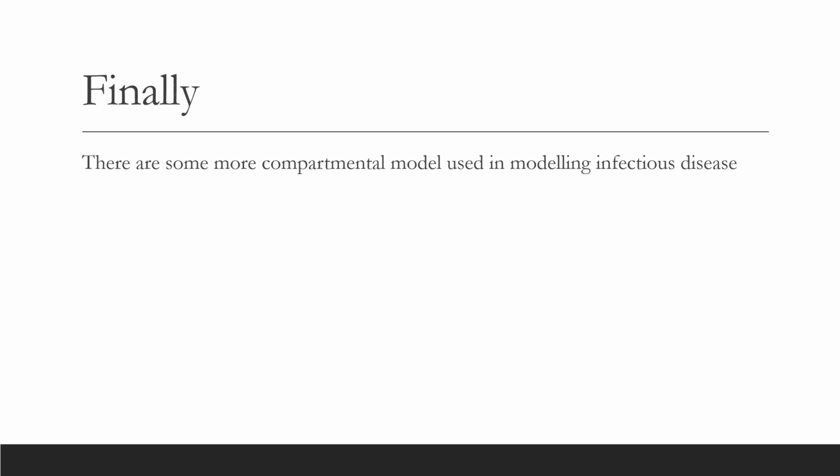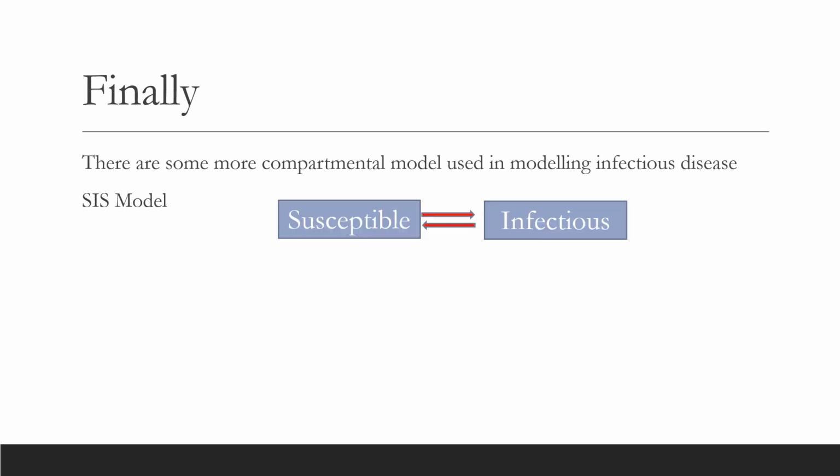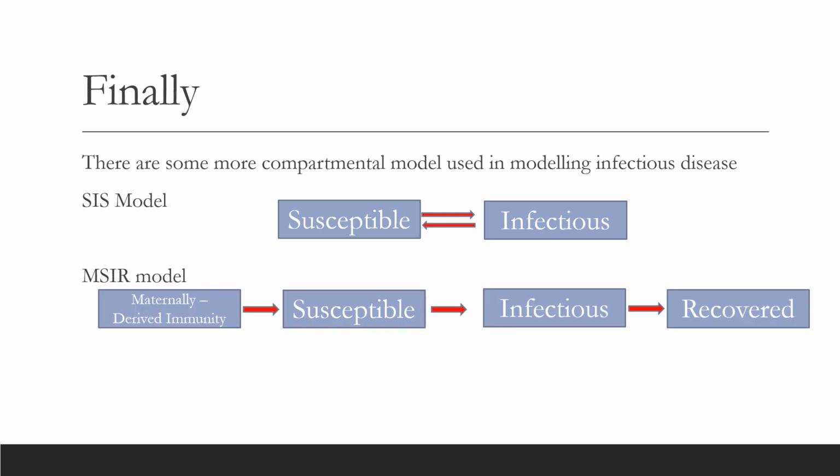Apart from the SIR model, there are some more compartment models, some of which are the SIS model. Some infections such as common cold do not provide us long-lasting immunity after recovery, and hence the infected people become susceptible again. Then the MSIR model, where the babies are born and are in the susceptible compartment but are protected by passive immunity provided by maternal antibodies passed through placenta and colostrum.